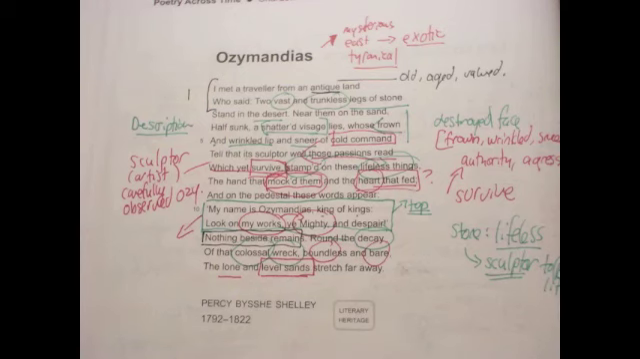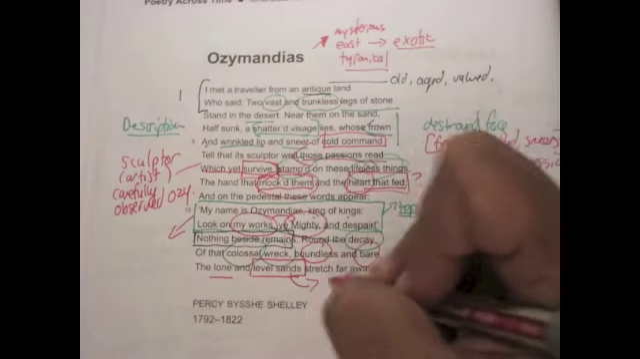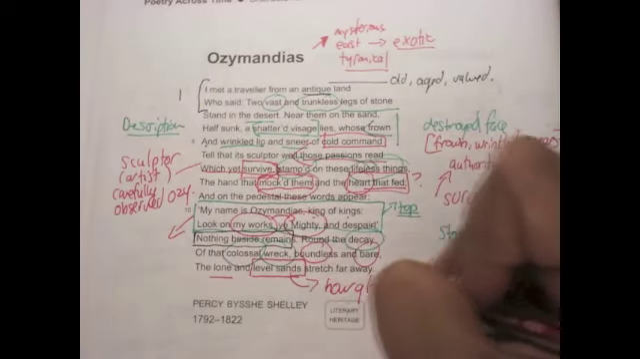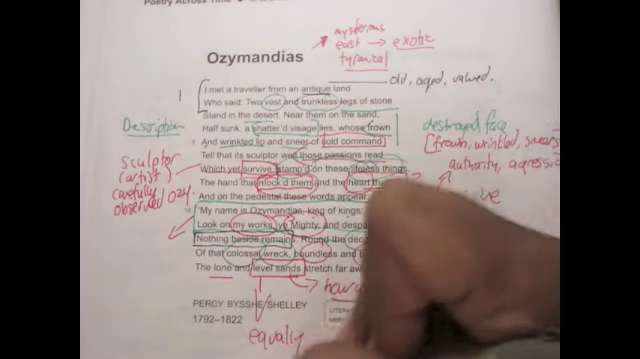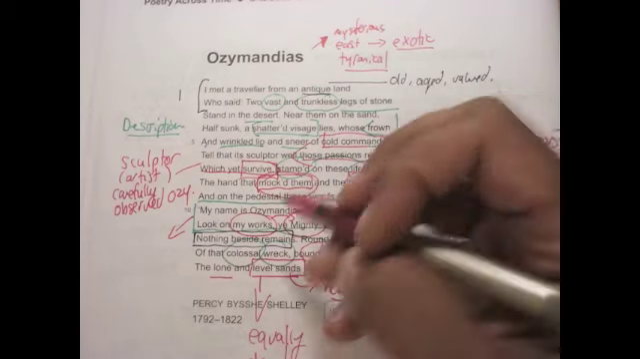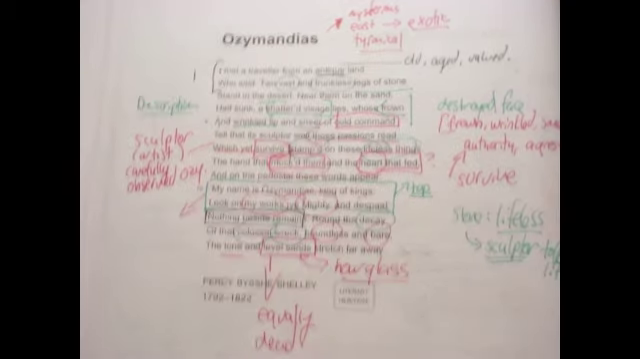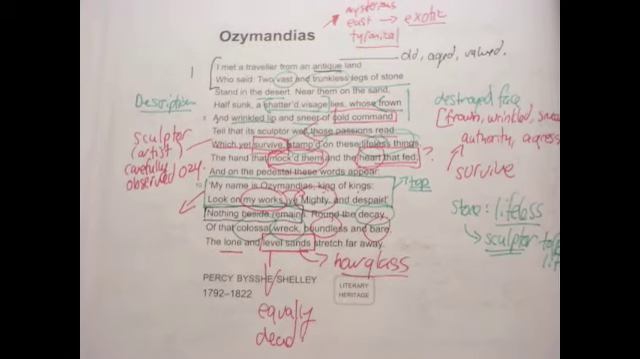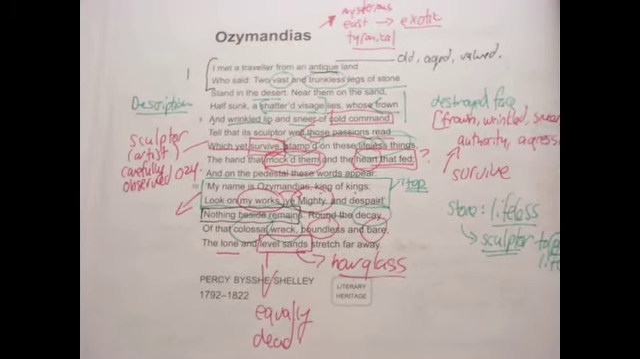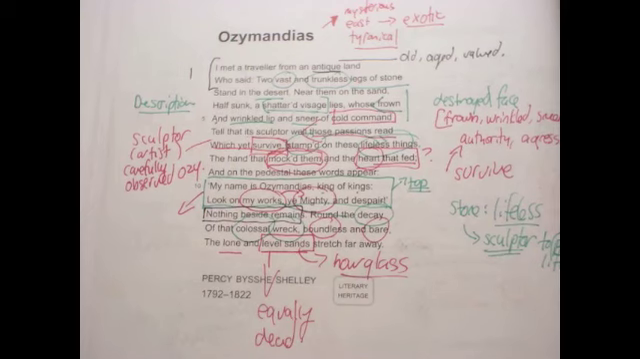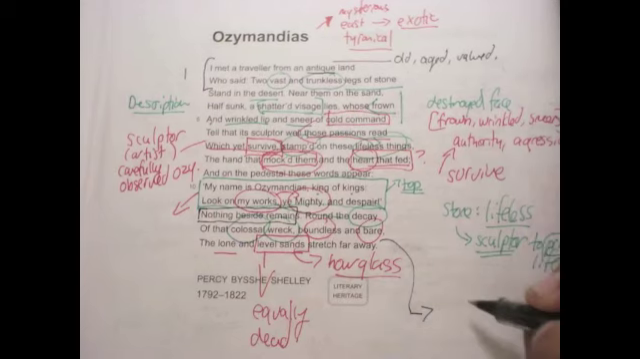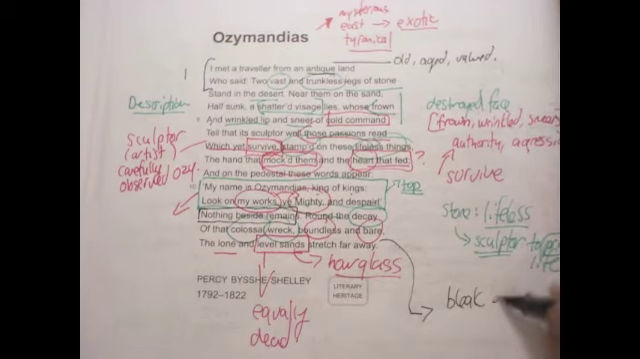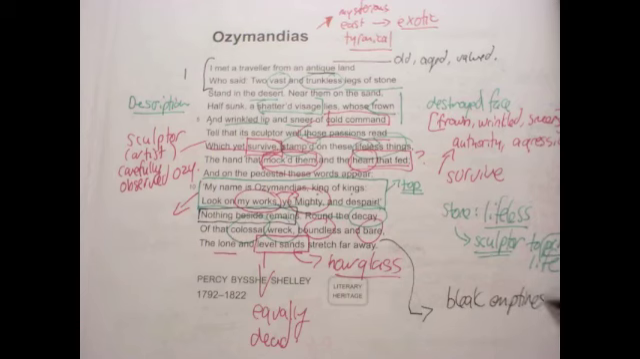Time has passed over. I think the idea that sand, all of a sudden I thought of an hourglass. Time has passed and has made everything level, equal, equally dead. There's nothing special about Ozymandias anymore. And these sands stretch far away. There's a bleakness, a bleak emptiness to the end of this poem.